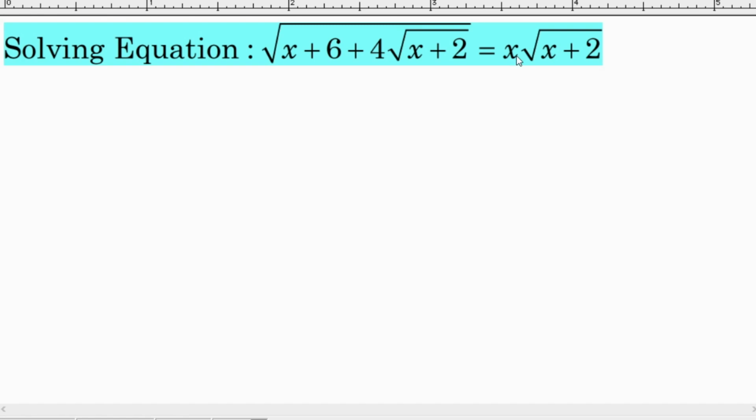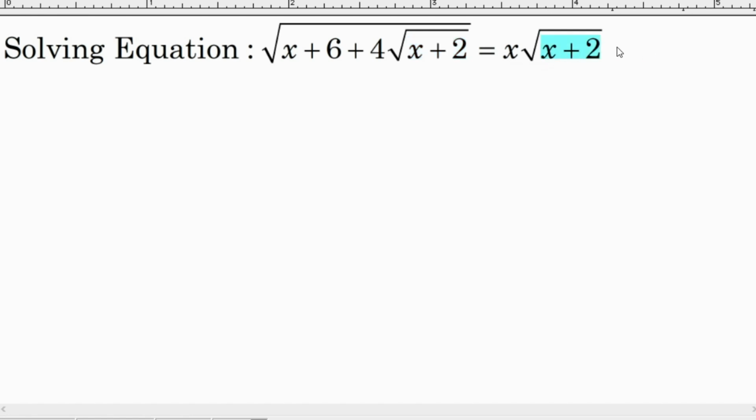In this video tutorial, we are going to solve this square root equation. We have square root of x plus 6 plus 4 square root of x plus 2 equal to x square root of x plus 2.